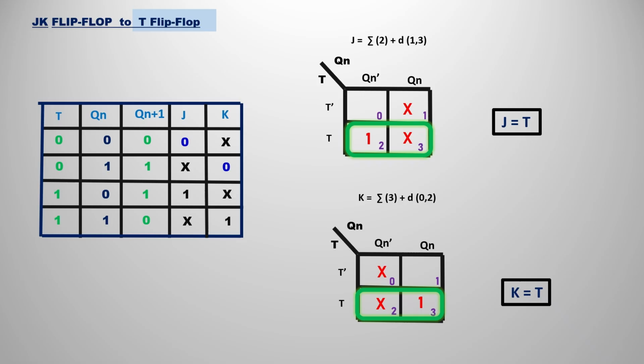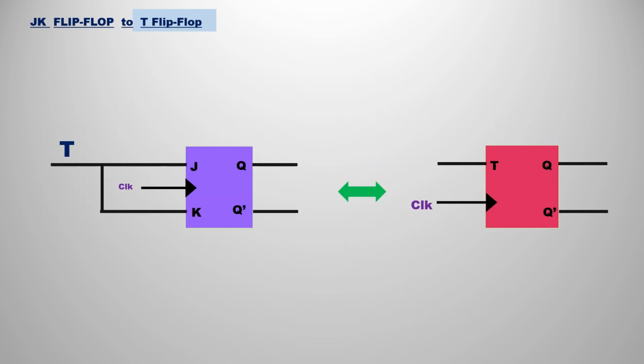If you observe one thing, J and K are the same, that is T only. So for this situation, we are going to merge both of them as a single input and name it the T variable. So this is the circuit diagram. By merging J and K, you can have the JK flip-flop to T flip-flop conversion.